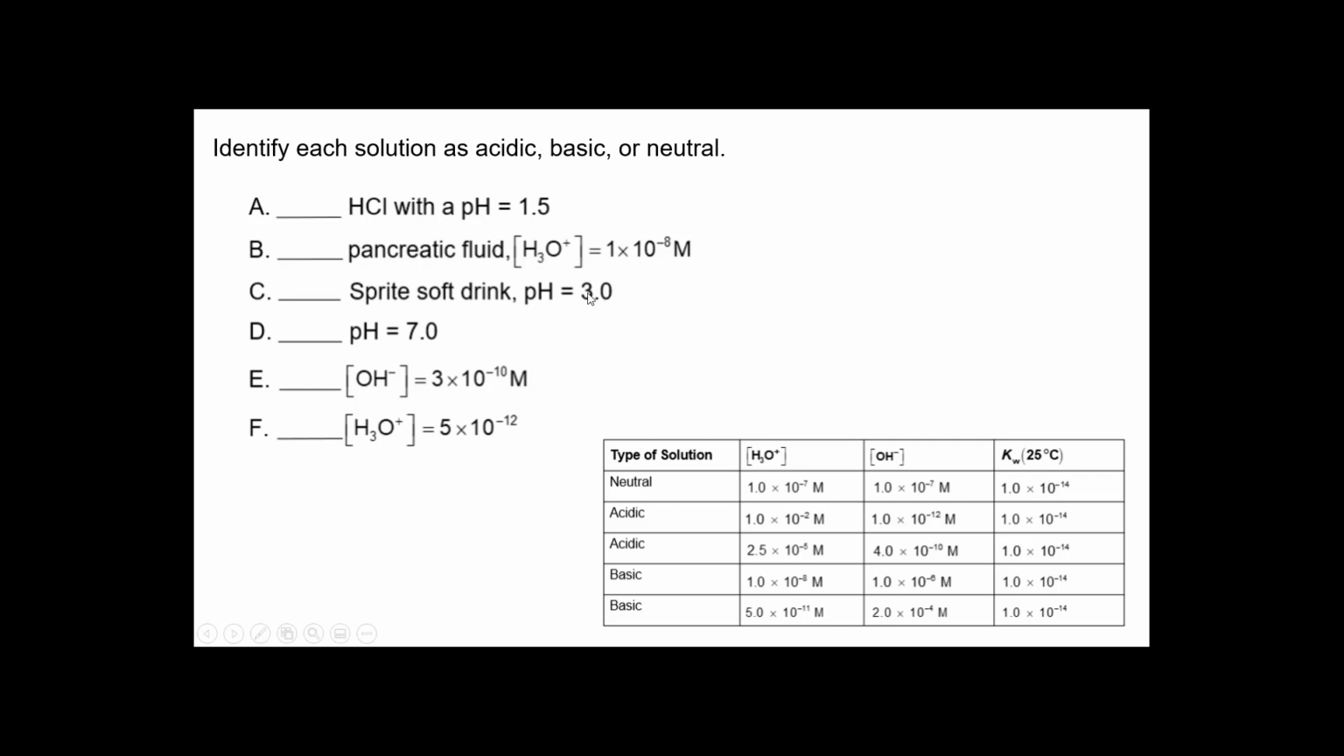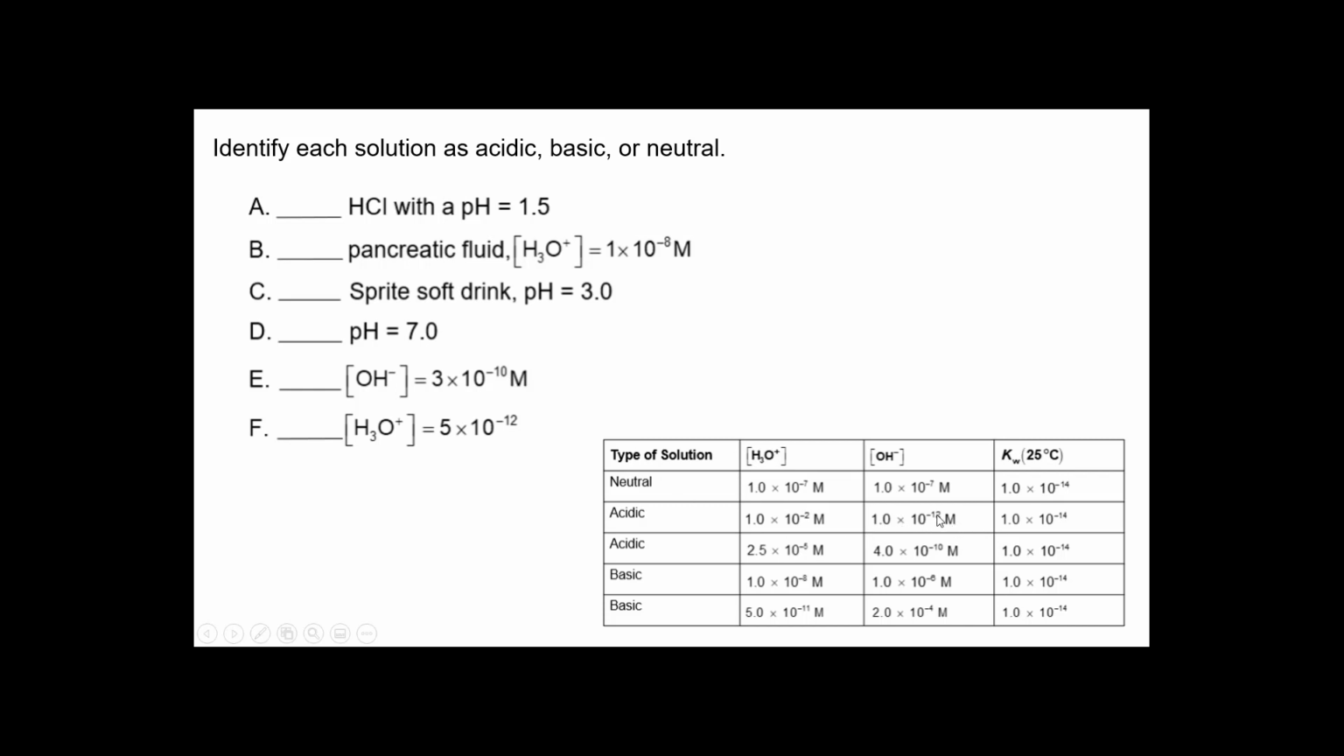Anyways, in high school. So 3.0, that is acidic. A pH of 7, that is neutral. And then we have a hydroxide concentration of 3 times 10 to the negative 10. So we have something similar right here.